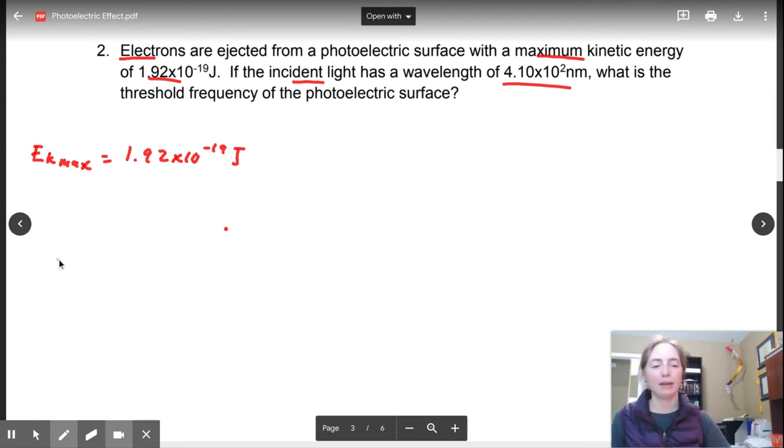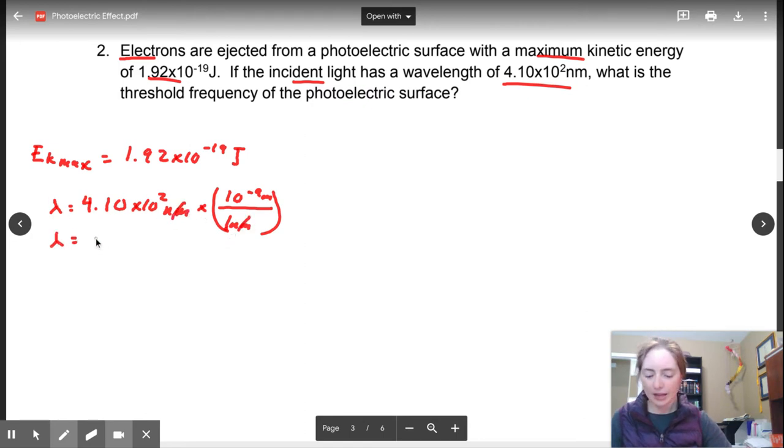All right, now remember, ladies and gentlemen, we have to convert that into meters. So 4.10 times 10 to the 2 nanometers. And we're going to multiply that by 10 to the negative 9 meters divided by 1 nanometer to convert our units. Nanometers cancel. We're left with meters. And our lambda, ladies and gentlemen, is 4.10 times 10 to the negative 7 meters. All right. And what is the threshold frequency of the photoelectric surface?